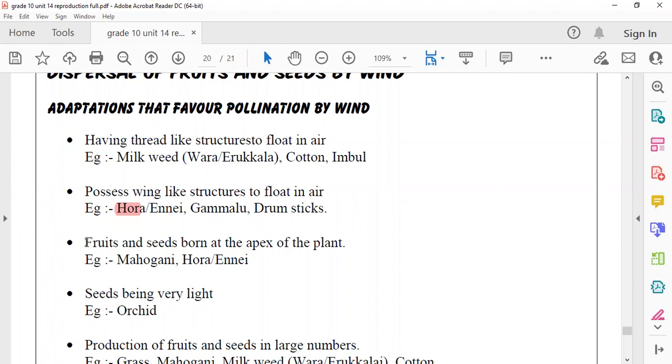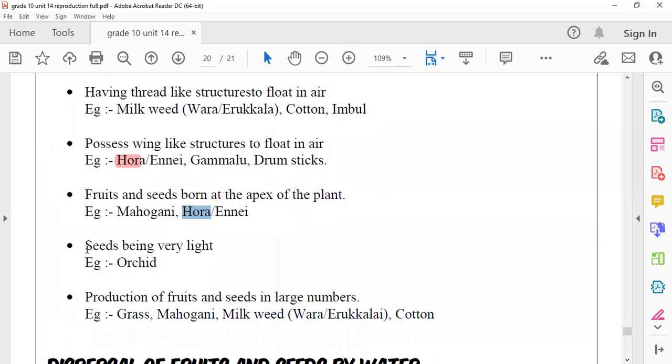Third, it is fruits and seeds borne on the apex, the top of the plant. Then it is easy to meet the wind. For that, there are two examples. Mahogany is one example. Dipterocarpus is another example.